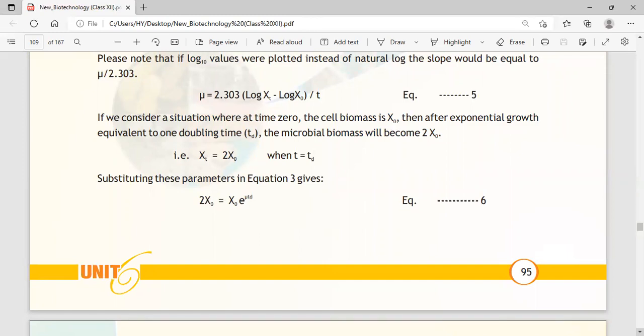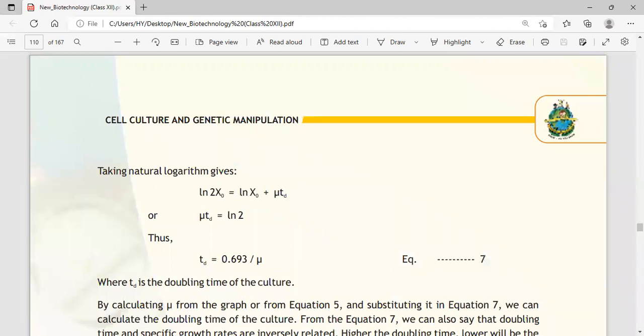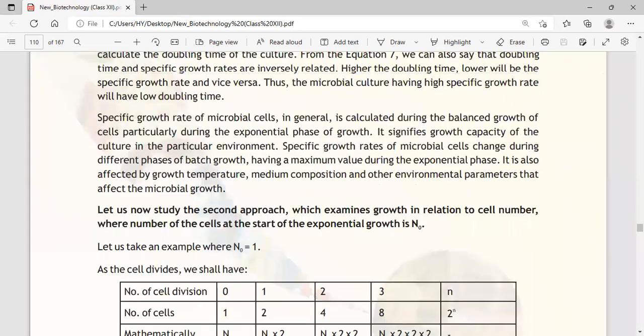We consider a situation where the time is 0. At time 0, the cell biomass is X0, then after exponential growth equal to 1 doubling time, Xt is equal to 2X0. When t is equal to td, 2X0 is equal to X0 e^(mu td). And taking the natural logarithm, it comes td is equal to ln 2 upon mu. So doubling time is equal to ln 2 value upon mu. So 0.693 upon mu is the doubling time.